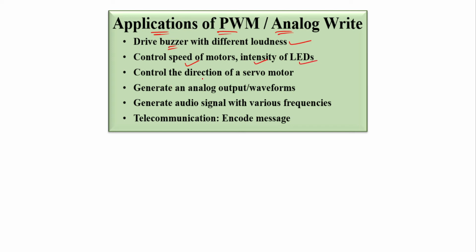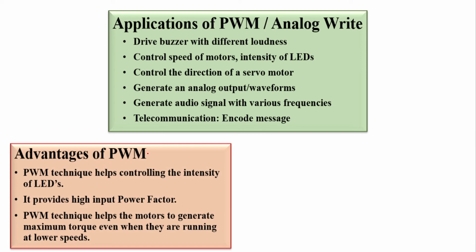Similarly, we can control the direction of servo motor. We can generate analog waveforms like sine wave, triangle wave, any other different waveforms. We can generate audio signals with different tones, or we can call it different frequency values. And of course, it can also be used in telecommunication or whenever you are transmitting some signals by using encoded messages. What are the advantages of PWM? PWM, of course, helps us to control the intensity of LED.